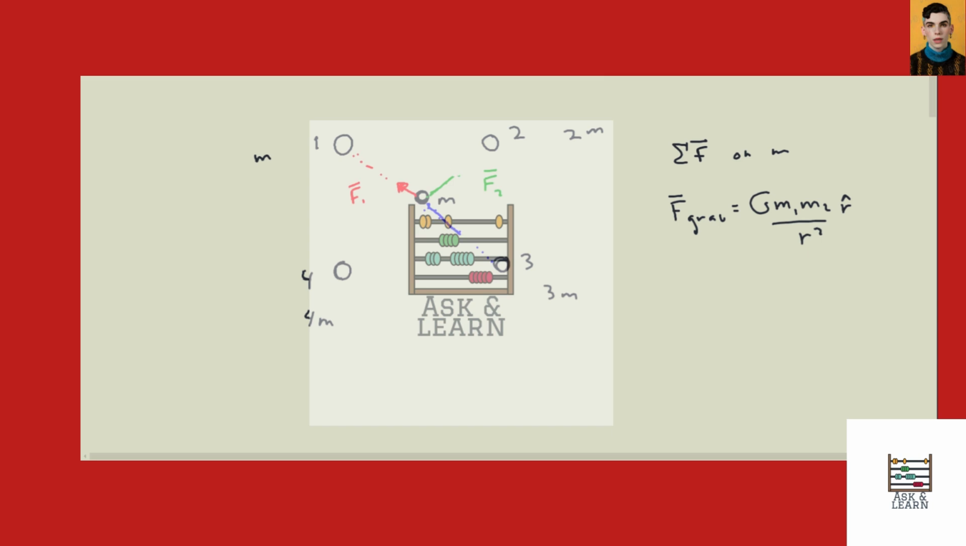I think I drew the second one a little bit too long. 3 times the length of the original F1, at least in magnitude. Its direction is different. And then finally, we have force 4, which is 4 times longer. And we can look at these in pairs and get a sense for what the x and y components are going to be doing.